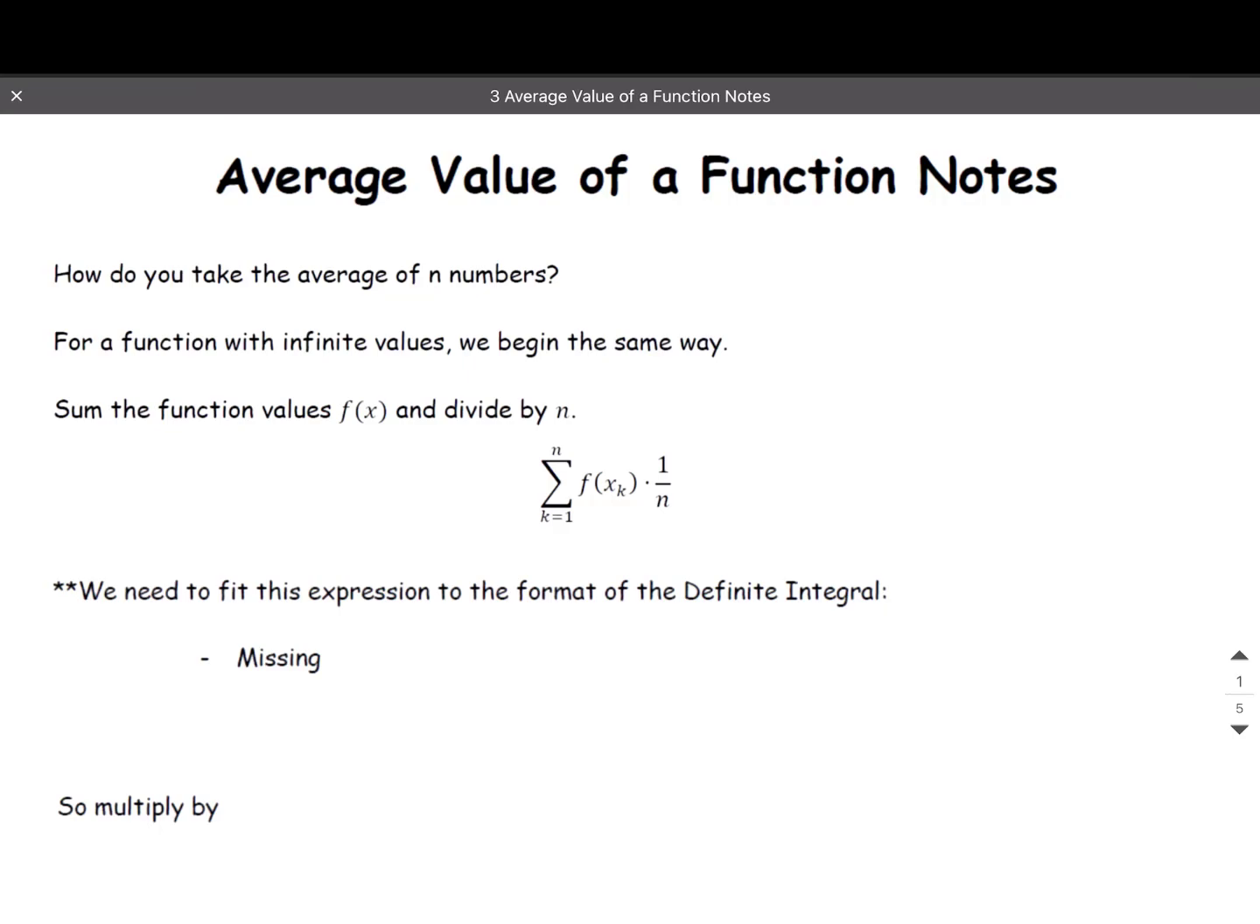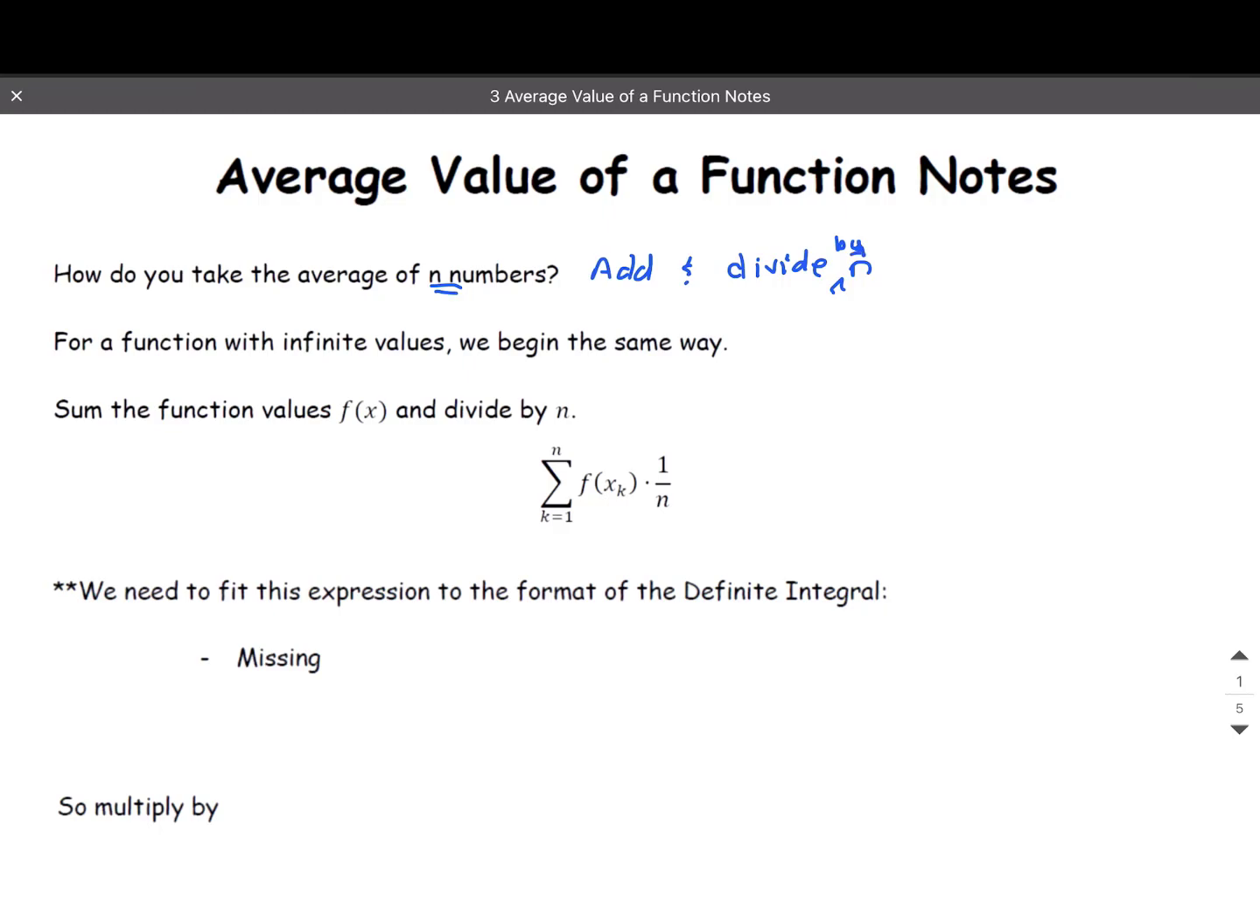Now, before we talk about that, just think about it. How do you take the average of n numbers? You would add them up and divide by the number of numbers, which in this case would be n. So you would divide by n. Okay, so that's easy enough.